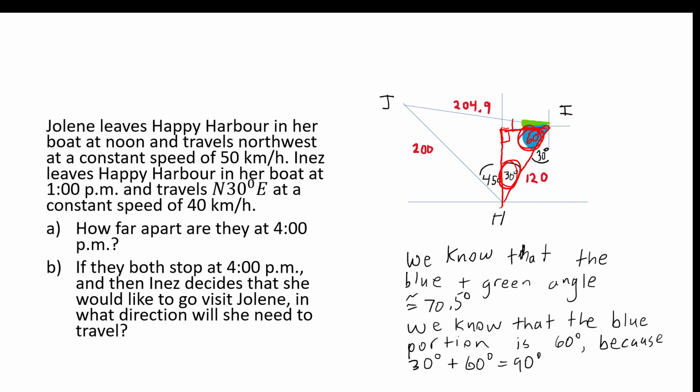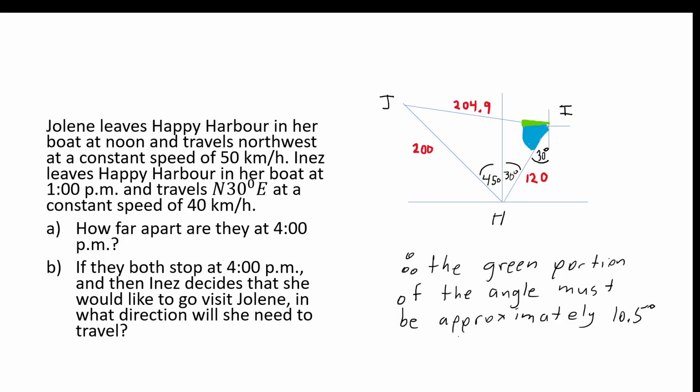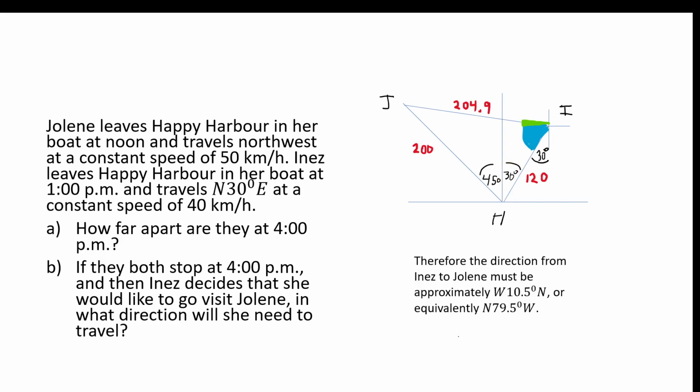But I also know that this bigger angle, the one incorporating both the blue and the green part of the angle, I know that that's 70.5. So that means the green part of the angle must be 10.5. But the green part of the angle represents how far north of west Inez is going. That little angle there, that's a 10.5 degree angle. So I'm able to say Inez is going west 10.5 degrees north, or equivalently, I'm able to say north 79.5 degrees west.